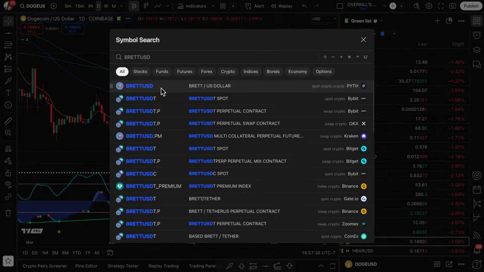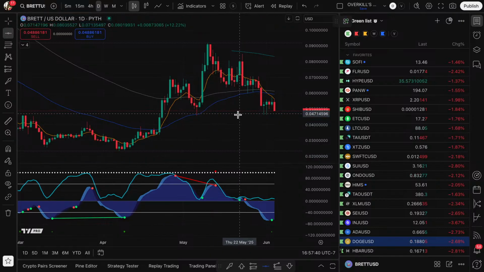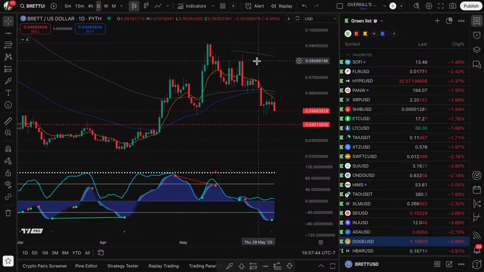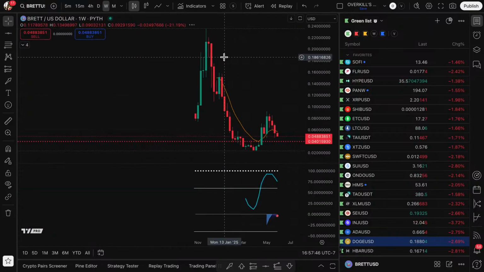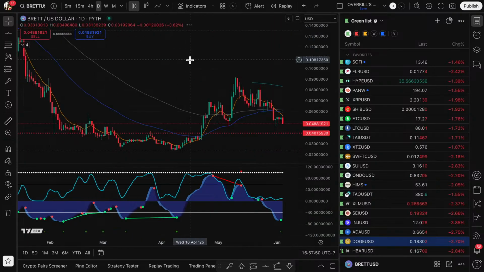Brett. I'll get to Bitcoin here in a sec. We'll take a look at Bitcoin. Brett also at a real good level here. You can see we bounced right here off of 0.045. So this one looks good above 0.04. That's 4 cents. It's got a red weekly here. So watching that price action into the end of the week.